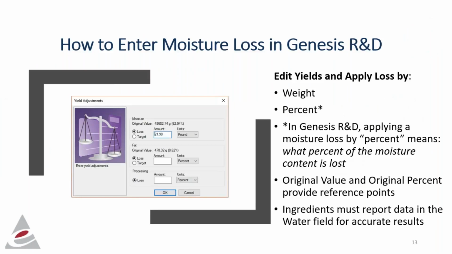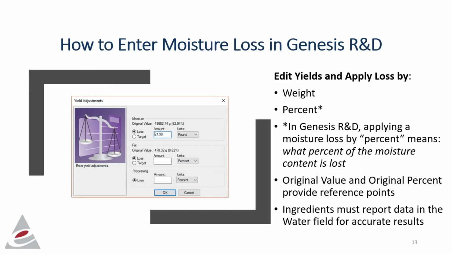In Genesis, when you have your recipe open, the yield adjustments are available through the Edit Yields button, and you'll see this yield adjustments window as shown here. You'll notice that there is more available than just moisture loss. We have fat adjustments. So if your food loses an amount of fat only, or if you have a target fat content that you're working with, you could use the fat adjustment to set that accordingly. Processing loss can also be entered here.